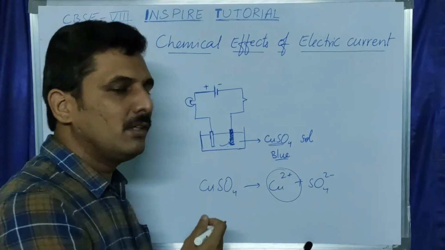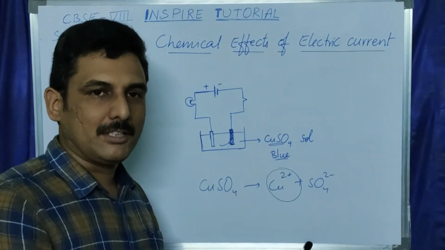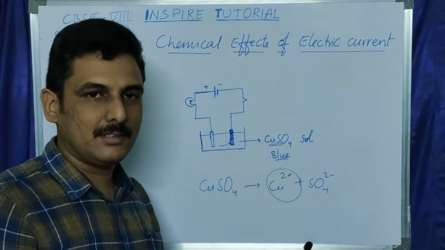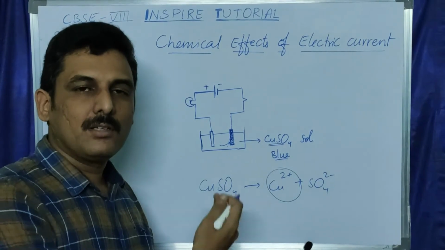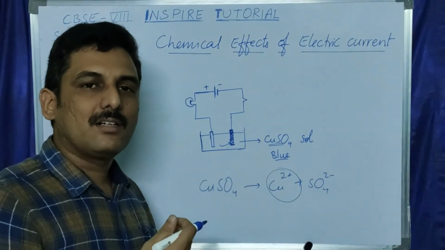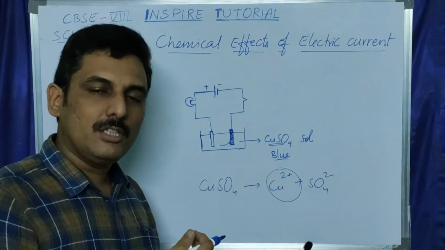So these are a few chemical effects of electric current. In some reactions, gases can be released, or in some reactions there will be some deposit on the cathode, or the color of the solution may also fade, or the color of the solution may also change.